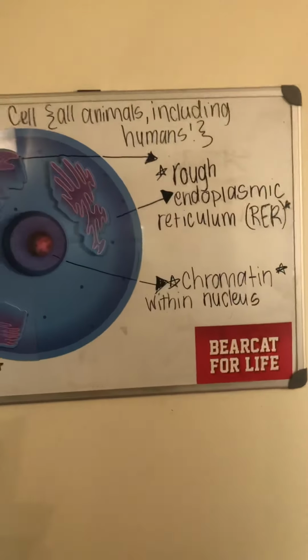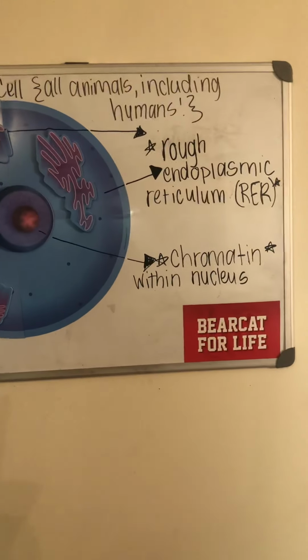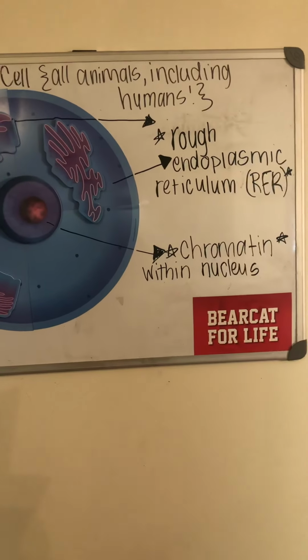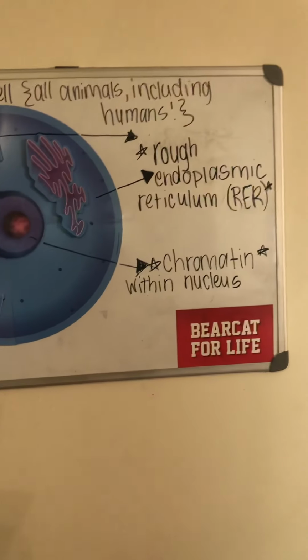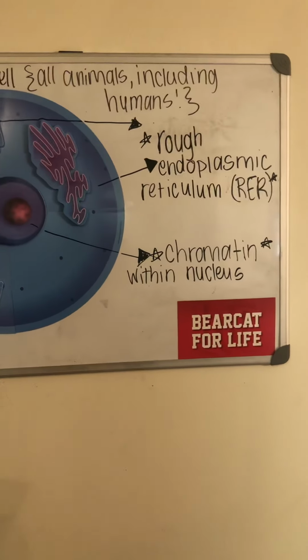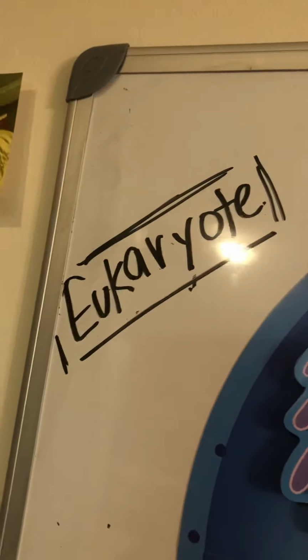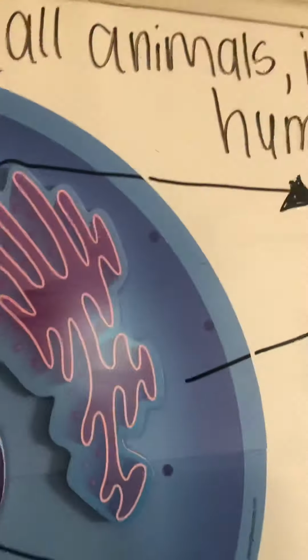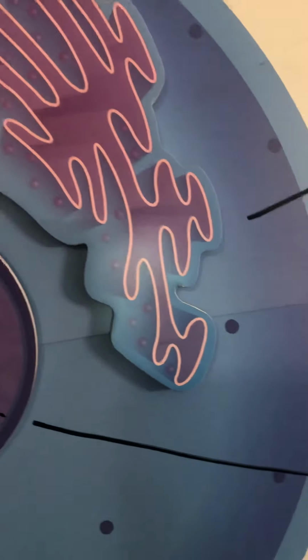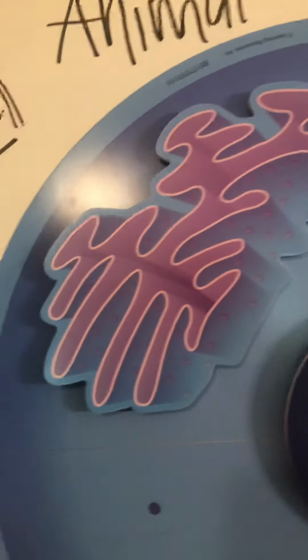So we're going to go over that one more time for you. Chromatin is within any nucleus. It contains genetic material for when the cell goes on to divide. Chromatin will eventually turn into chromosomes. Rough endoplasmic reticulum. They are only found in eukaryotic cells, so plant and animal cells. They have the little dots on them. We know those dots are ribosomes from our last video, so they help produce proteins.